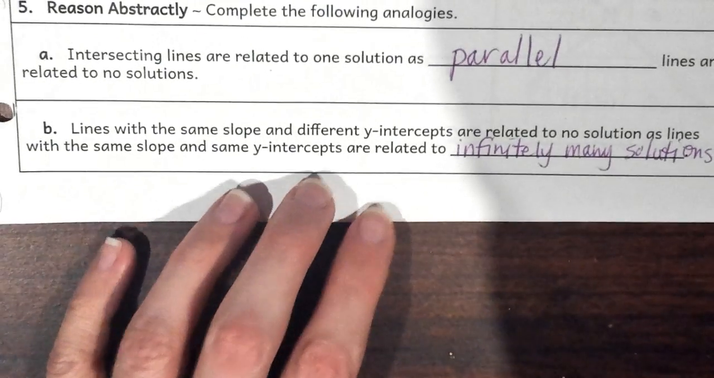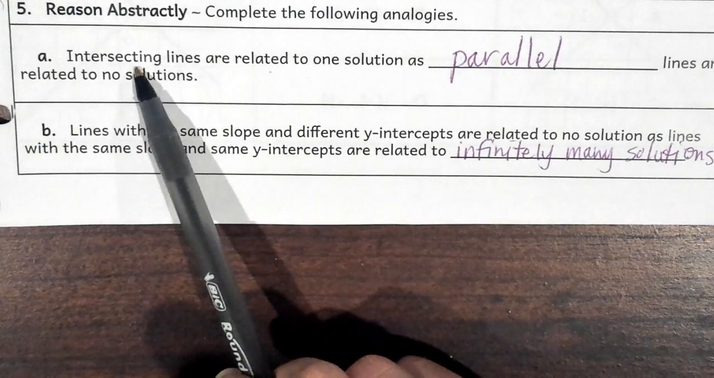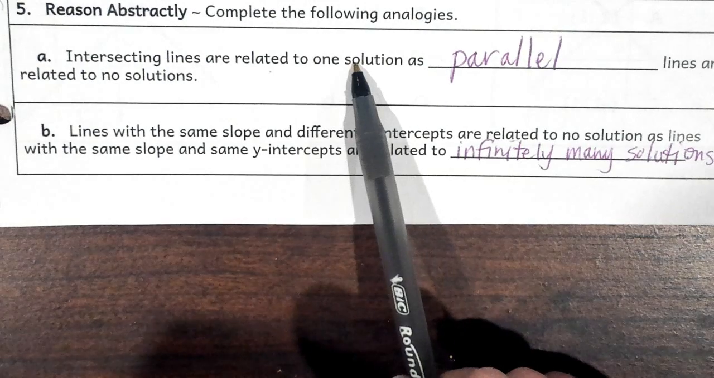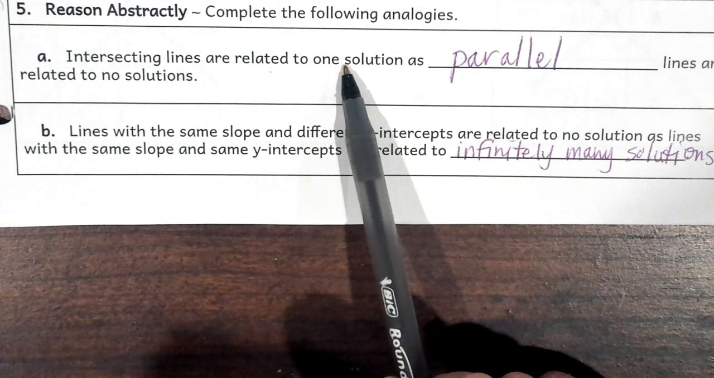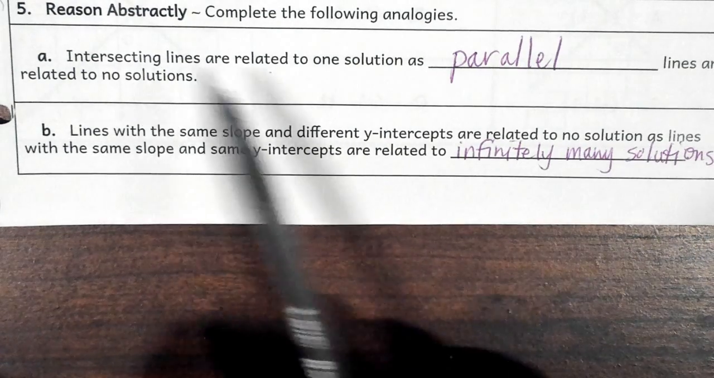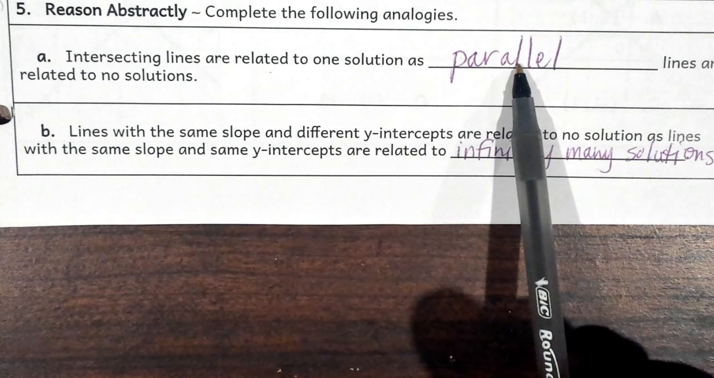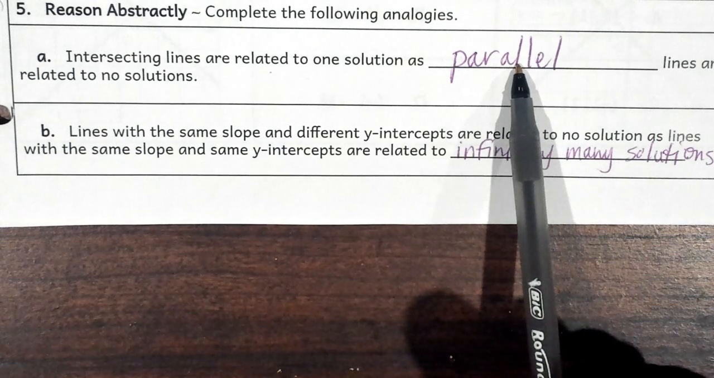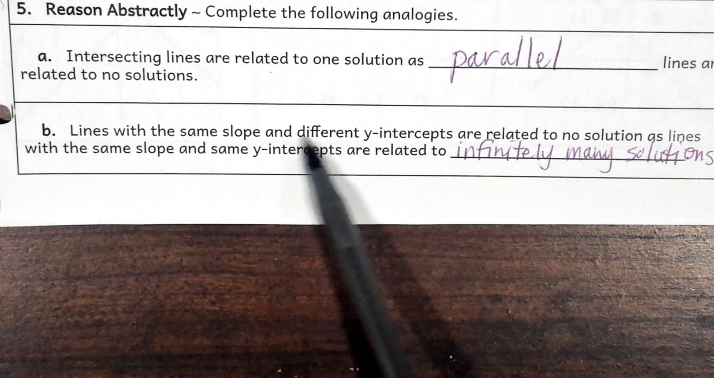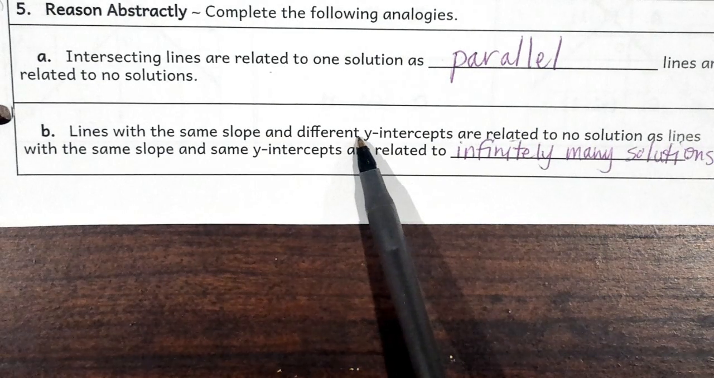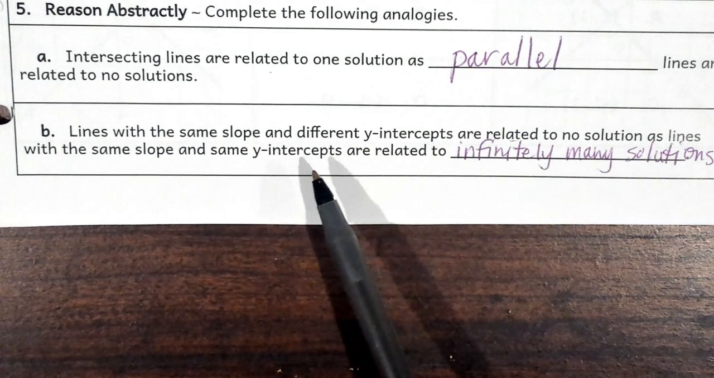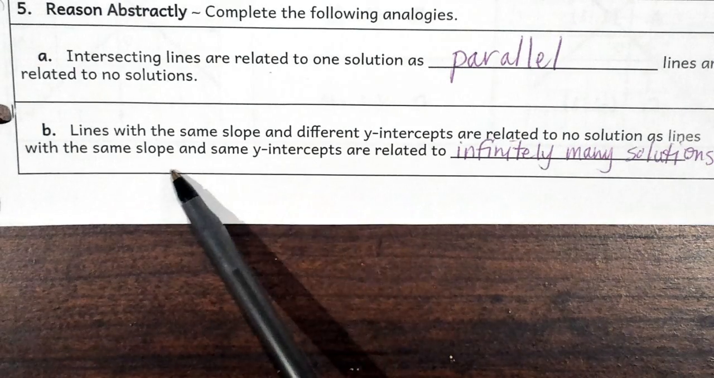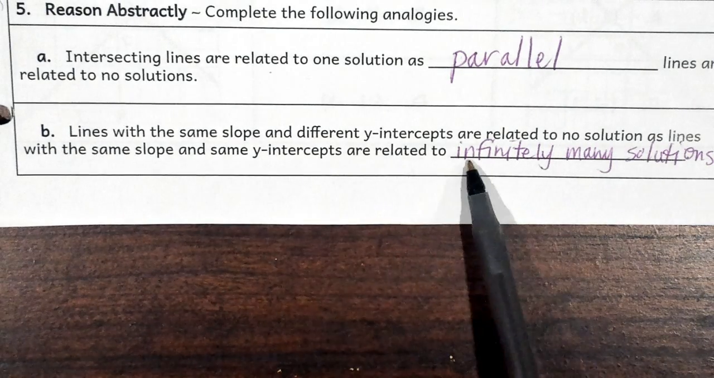5. Intersecting lines are related to one solution. Where they cross, that's one solution. If it's no solutions, that means the lines are going to be parallel. They don't cross, they don't ever touch. Lines with the same slope and different y-intercepts are related to no solutions, while lines with the same slope and the same y-intercept have infinitely many.